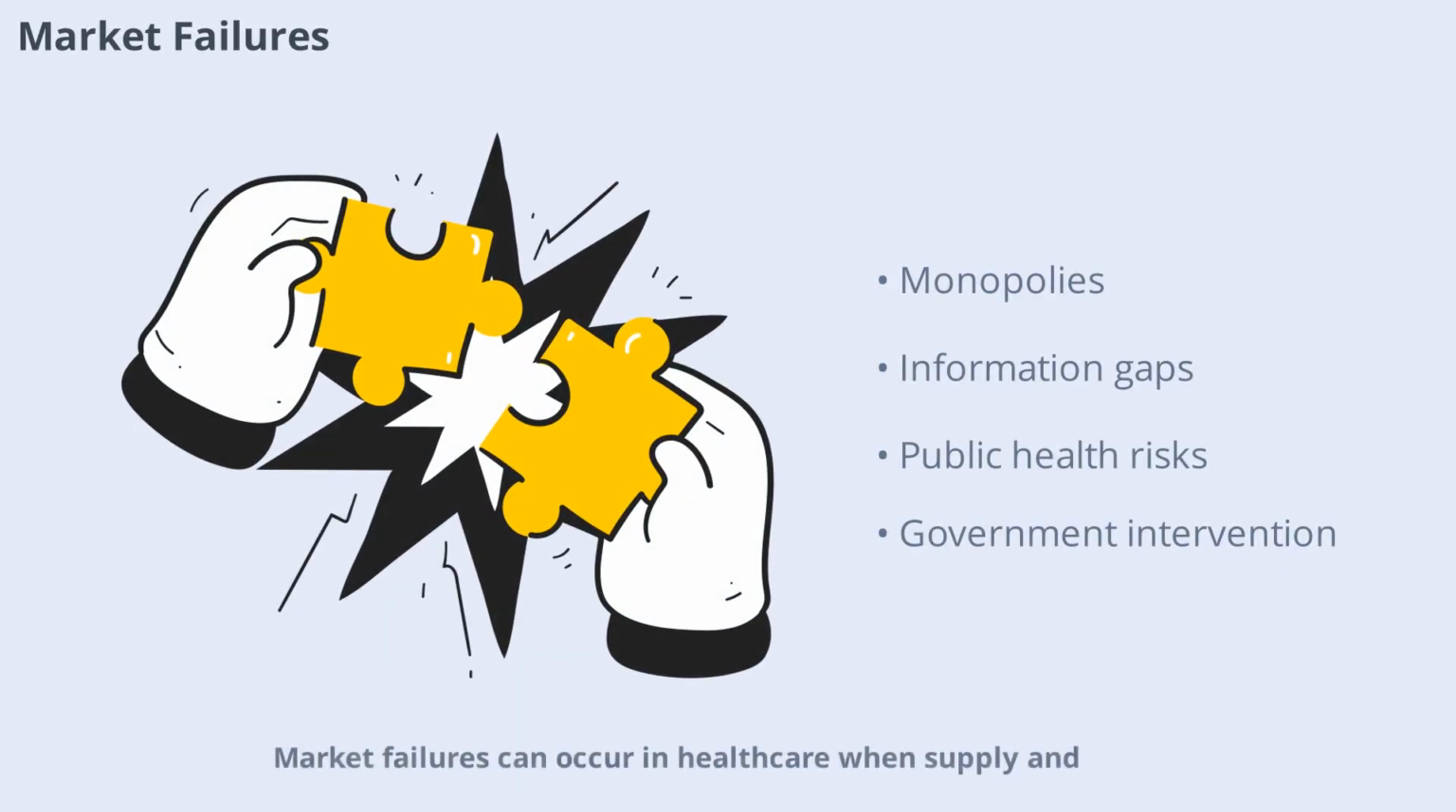Market failures can occur in healthcare when supply and demand do not lead to efficient or fair outcomes. Examples include monopolies, information gaps, and externalities like public health risks. Addressing market failures often requires government intervention, regulation, or public funding to ensure access and quality.